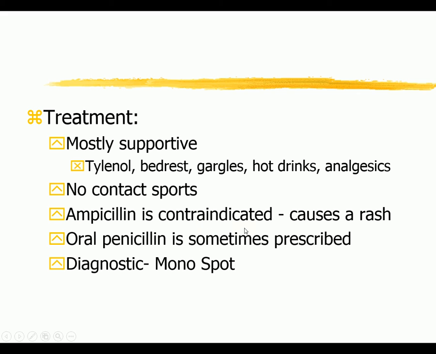Ampicillin is contraindicated. It actually causes a rash in most people. Oral penicillin is sometimes prescribed if they also have strep. And diagnosis is made from a monospot. A monospot is just a spot test where they do a finger puncture and get about 5 to 10 mils of blood, put it on a slide, and see if it clumps with the reactant. If it does, it's positive.